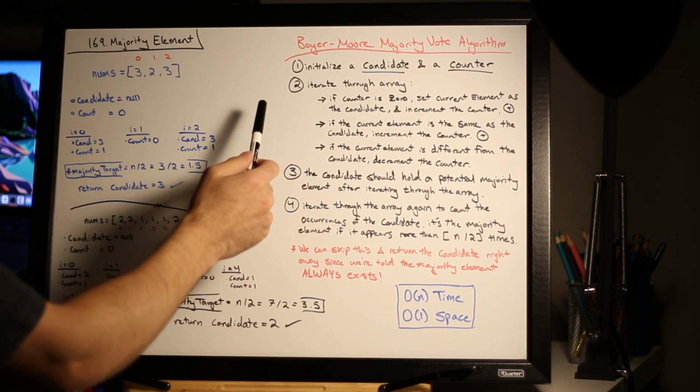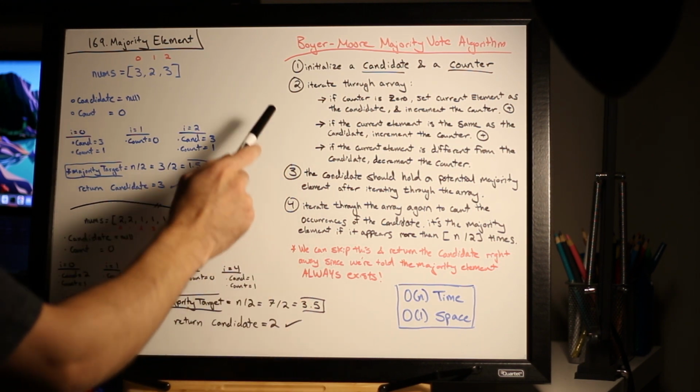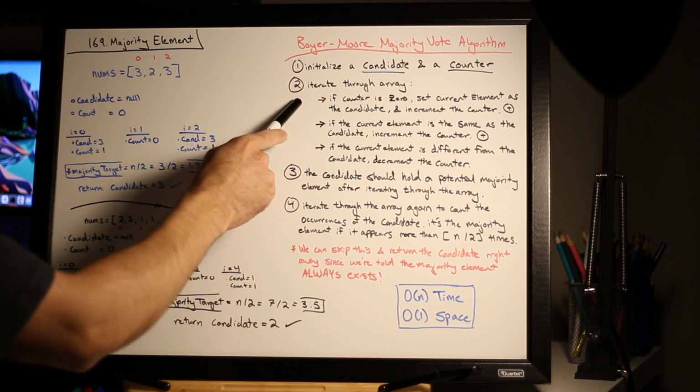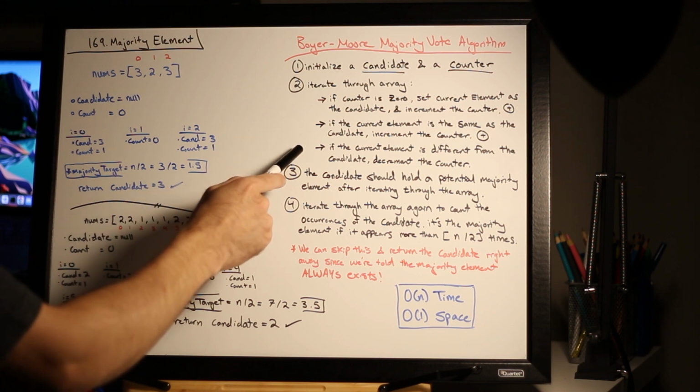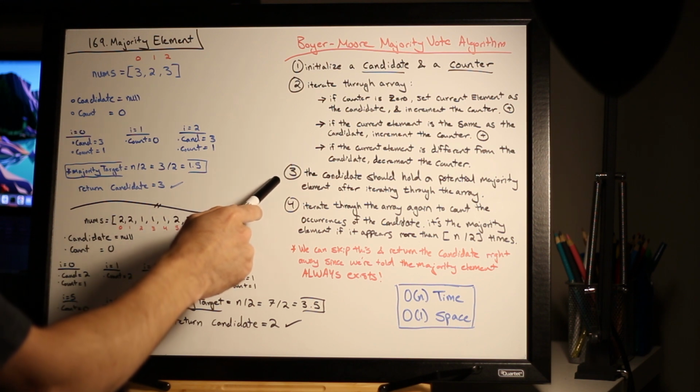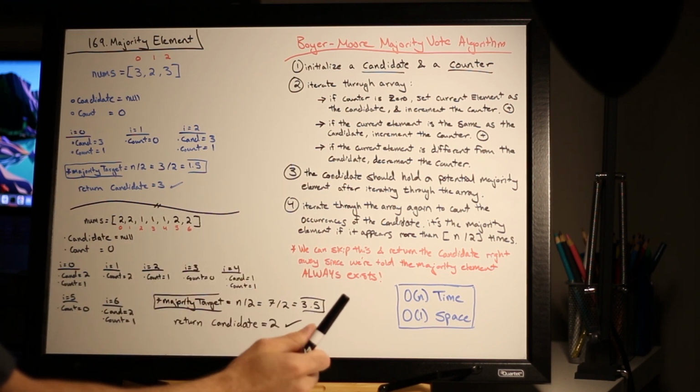Next, we'll iterate through the array and check the following clauses. If the counter is 0, we'll set the current element as the candidate and we're going to increment the counter. If the current element is the same as the candidate, we're going to increment the counter. And if the current element is different from the candidate, we're going to decrement the counter. By the time we're done iterating through this array, the candidate should hold a potential majority element.